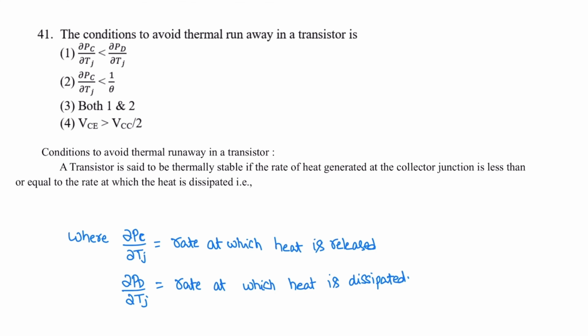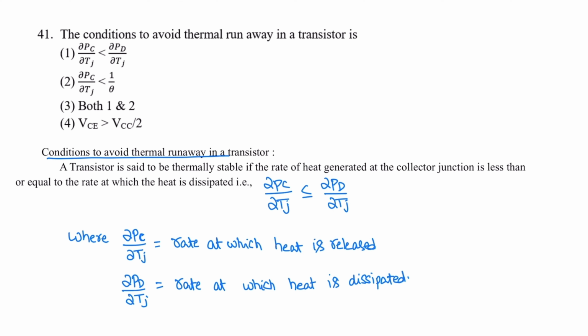Next question. The condition to avoid thermal runaway in the transistor is that the rate of heat generated at the collector junction, ∂Pc/∂Tj, should be less than or equal to the rate of heat dissipated, ∂Pd/∂Tj.